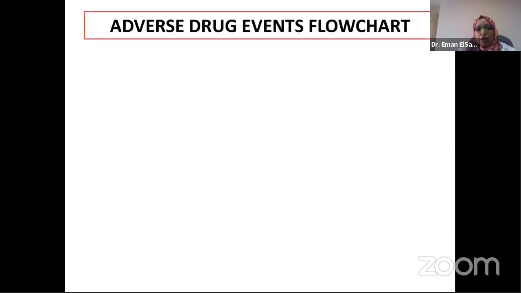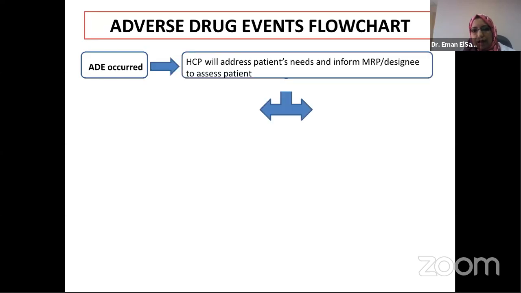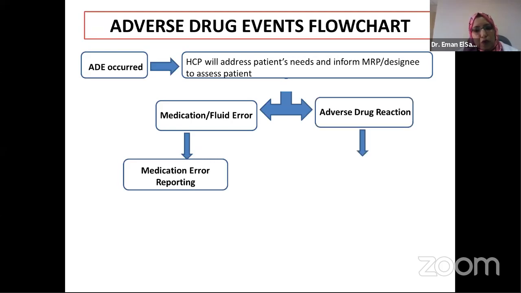This is simply a flow chart. If we start with an adverse drug reaction in the reaction reporting system in an organization, we should follow this flow chart. After an adverse drug reaction occurs, the healthcare professional will address the patient's needs first: inform the physician, assist the patient, save the patient before reporting, of course. After that, we assess whether this effect is due to a medication error, in which case we report it as a medication error, or it's just an adverse drug reaction, an unintended effect with usual doses.